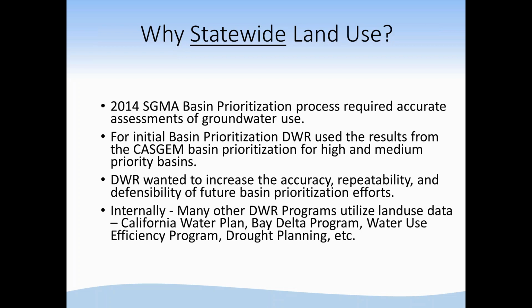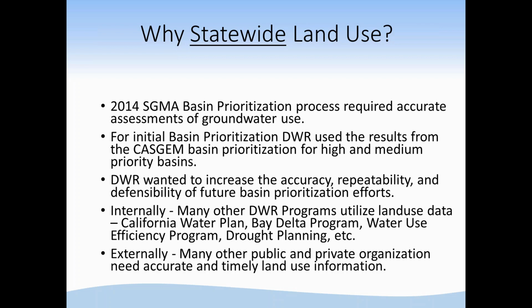And then internally, there are lots of programs that DWR uses. The land use program I mentioned, but also the California Water Plan, the Bay Delta program, the Water Use Efficiency Program, drought planning, et cetera. There are a lot of other programs that use this land use information.